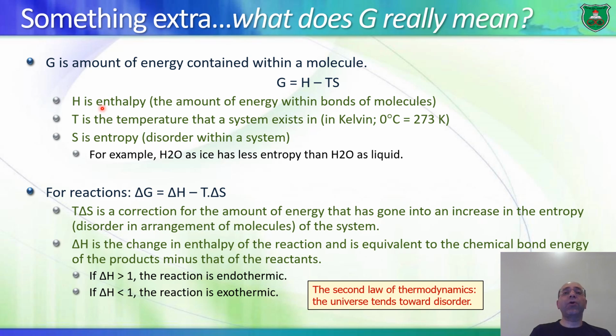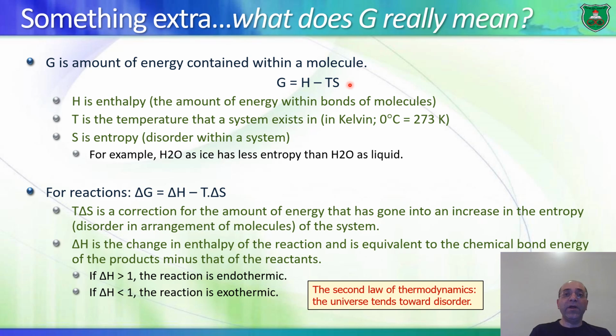Now, H is enthalpy. Enthalpy means the amount of energy within bonds of molecules. So whenever we want to calculate the amount of energy, the potential energy, the free energy within a molecule, it's really equal to enthalpy, or the amount of heat within bonds of a molecule. T is the temperature of the system that the molecule exists in, and it is in Kelvin. And remember, 0 degrees Celsius is equal to 273 Kelvin. And S is entropy. Entropy means disorder of a system.